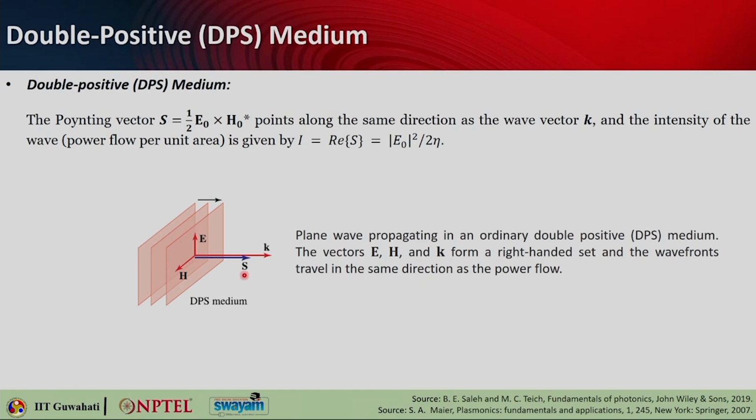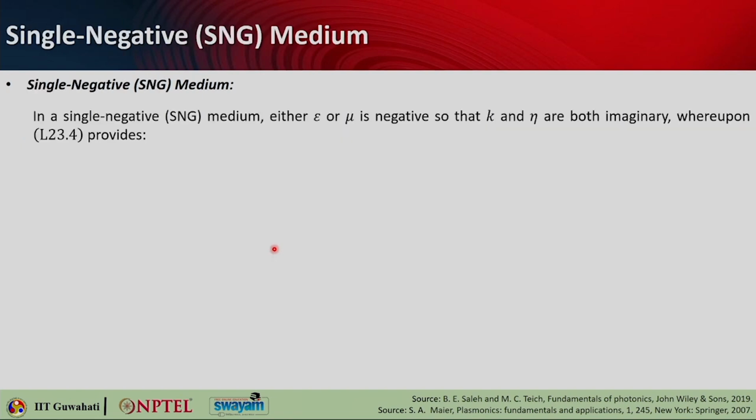So this is how you got your Poynting vector and wave vector both going in the same direction. Now when you move to a single negative medium, a few things change. Depending on whether your permittivity or permeability is negative, you can have K and eta both as imaginary.